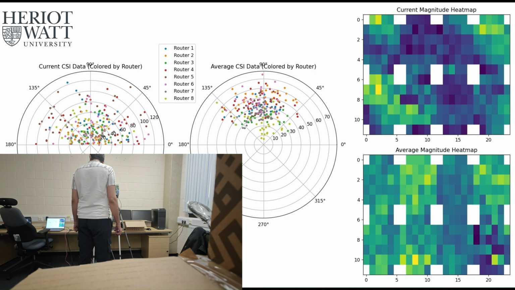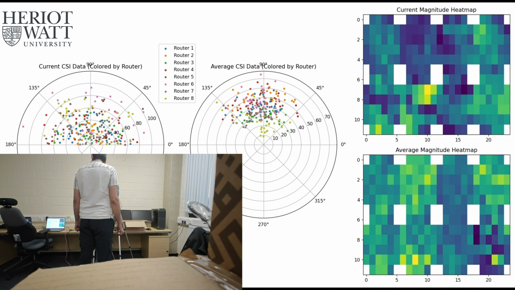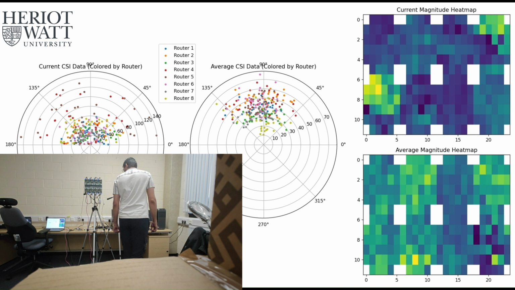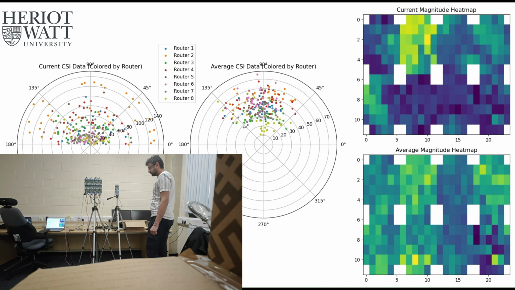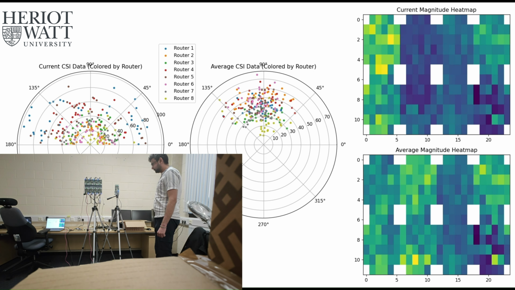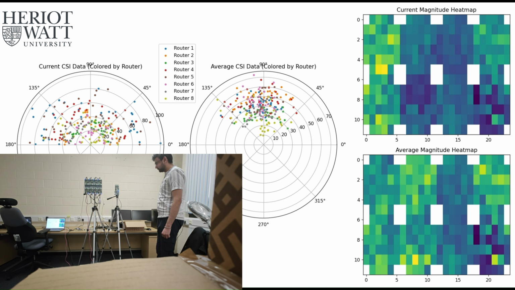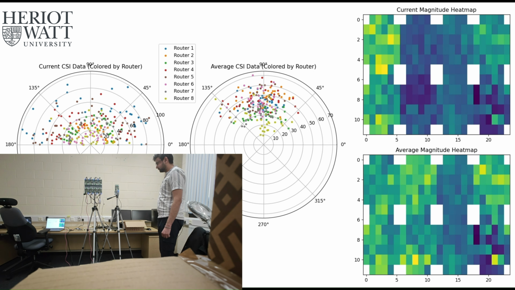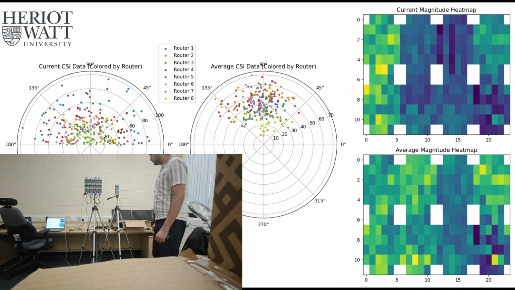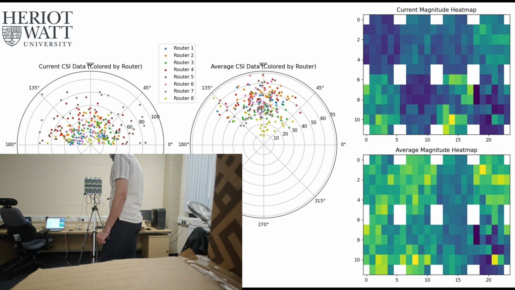This demonstrates the benefits of using massive MIMO system and the sensitivity of 60 GHz signals towards any living targets and changes in channel. The average magnitude provides baseline readings, while the current magnitude provides information about any instantaneous changes in the channel. These readings will become the base for the machine learning model.